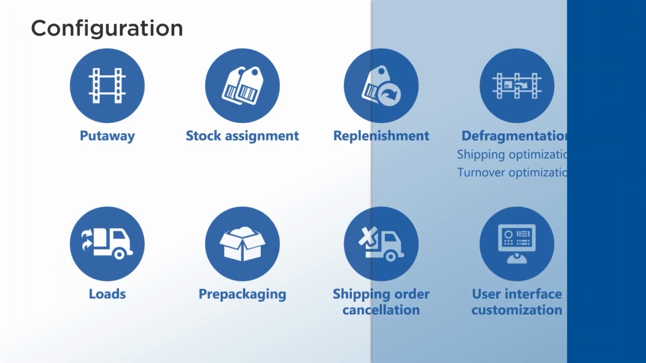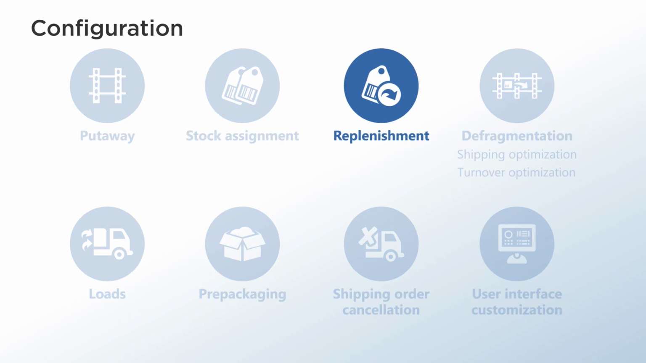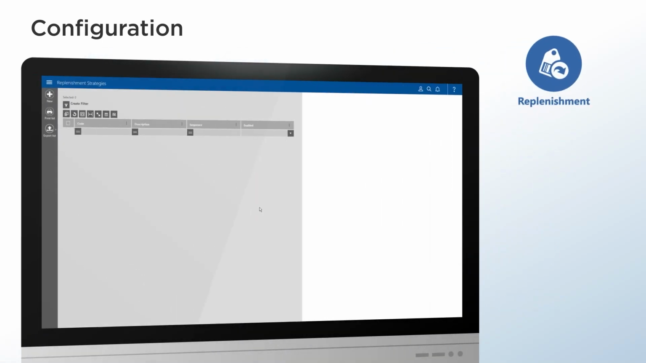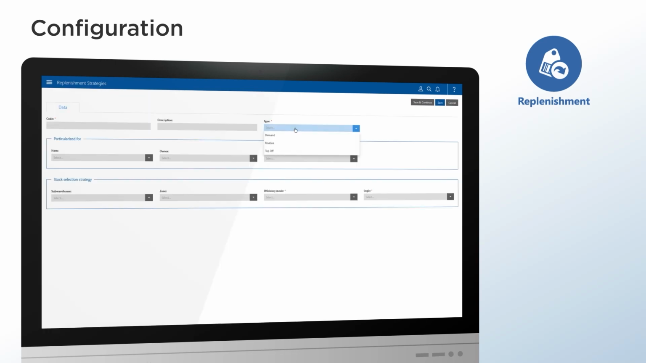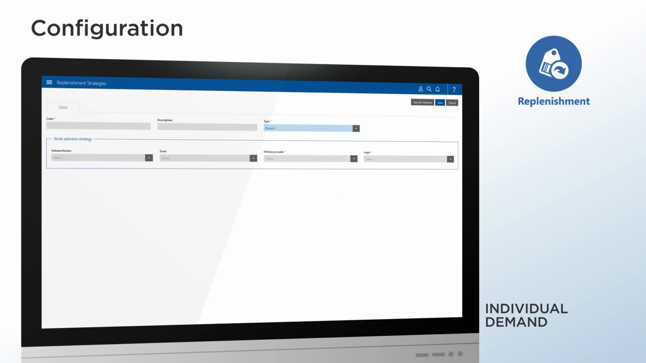Replenishment strategies. Replenishment strategies are used to configure the way in which the system creates replenishment tasks. It's also possible to specify the method for selecting stock to be used in replenishment. There are 3 specific types of replenishment strategies, in addition to a 4th used for replenishment between sub-warehouses. Individual demand, to replenish goods immediately. This enables the operator to request replenishment manually using the RF scanner or the application interface.